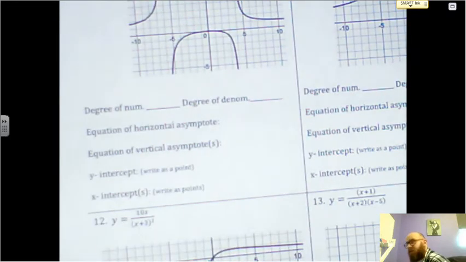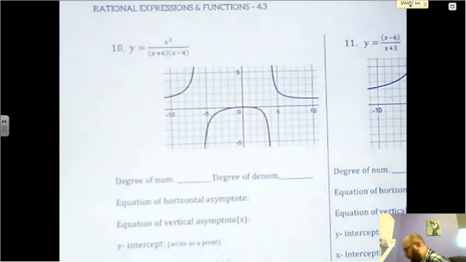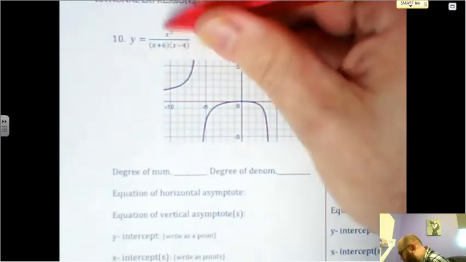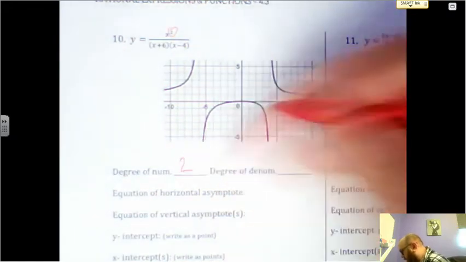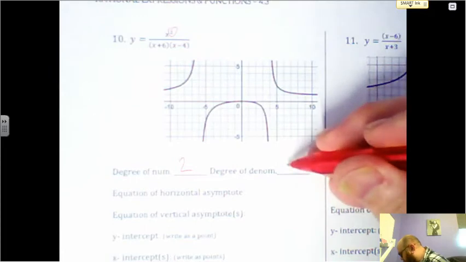It's asking us to do pretty much what the class activity was and talk about the degrees of the numerators and the degrees of the denominators. In this one, we see that it's a degree 2 numerator. The denominator is also a degree 2.